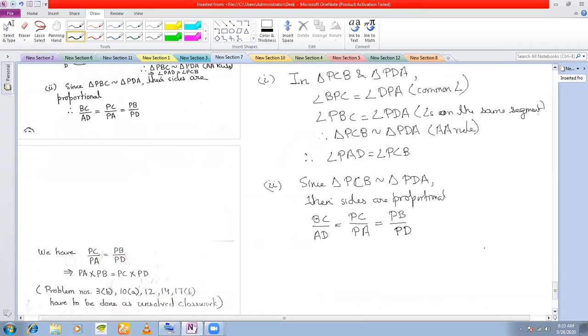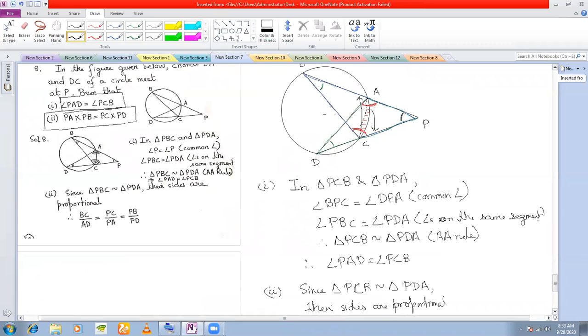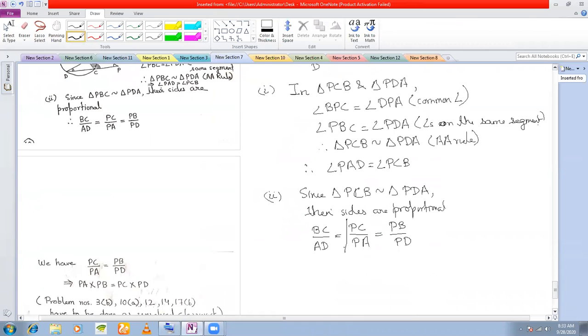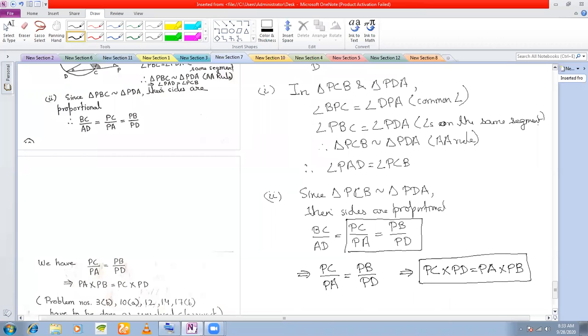So therefore, I'll write PD. Now, in order to prove the second part, PA into PB is equal to PC into PD, you only have to take this part. So PC by PA is equal to PB by PD. That means PC into PD is equal to PA into PB. This is the required proof of the second part.